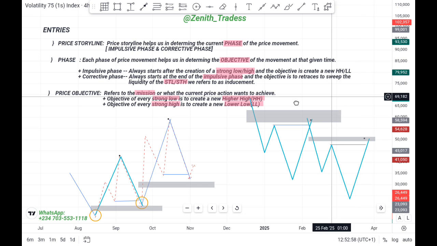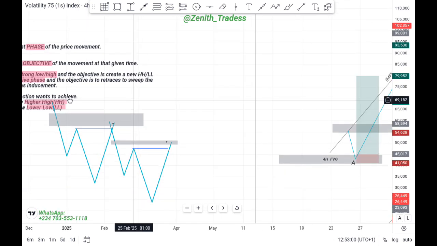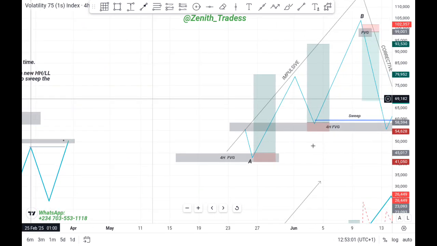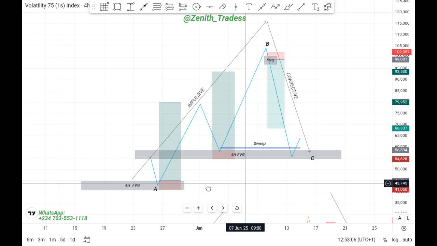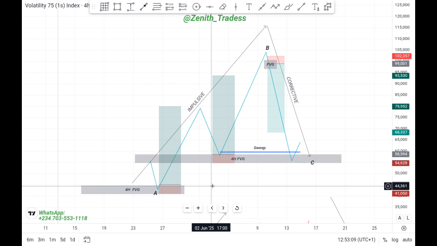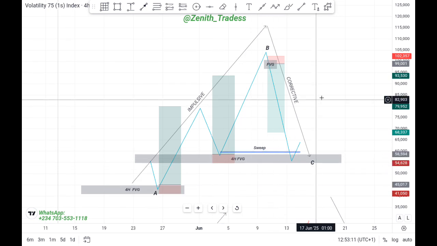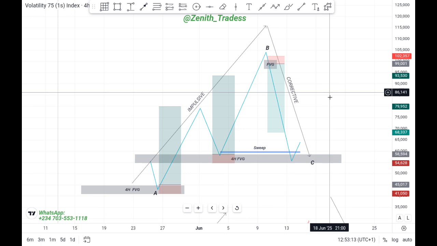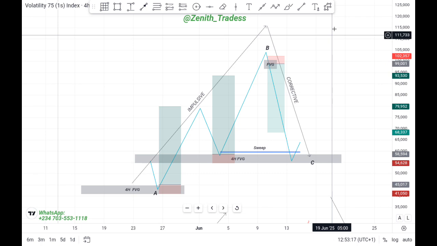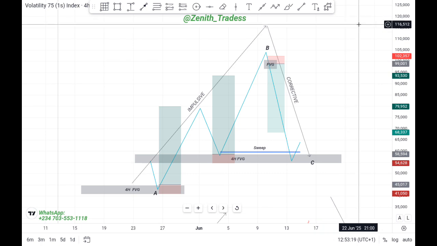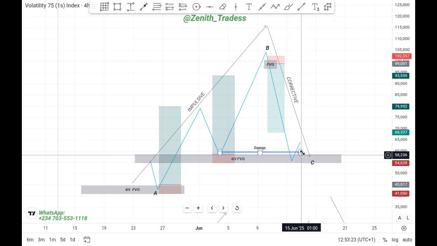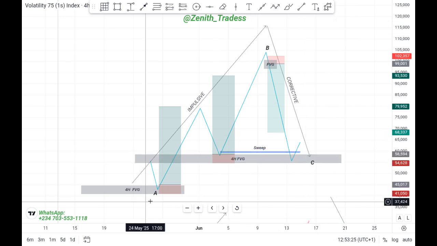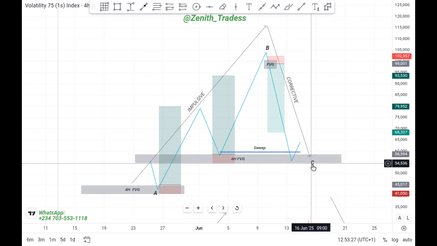So let me go to some of the schematic diagrams I drew, for you to understand this properly. And after this, we will go to the live market and look at different examples of these entry patterns, so that you go and practice as much as possible to get a detailed idea of what I'm trying to explain. So look at this CP A, B, C. This is a continuation pattern.